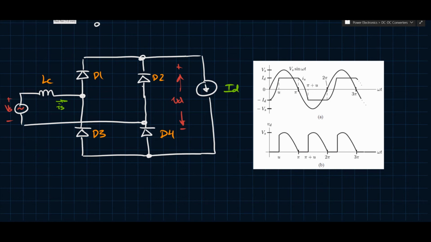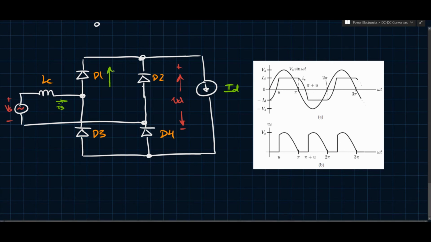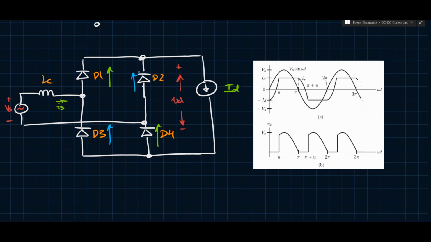So when ID is commutating from D1 to D2, for instance, it's also commutating from D3 to D4, or D4 to D3, because we have this sort of pairwise operation. So this one and this one conduct the same current, and then this one and this one conduct the same current, right? Because of this inductor, you can't have an instantaneous change, so you have a slow ramp, or it's not even a ramp, it's more like a cosine looking thing. And that change is essentially the part of the period where this current is going from one branch into the other.